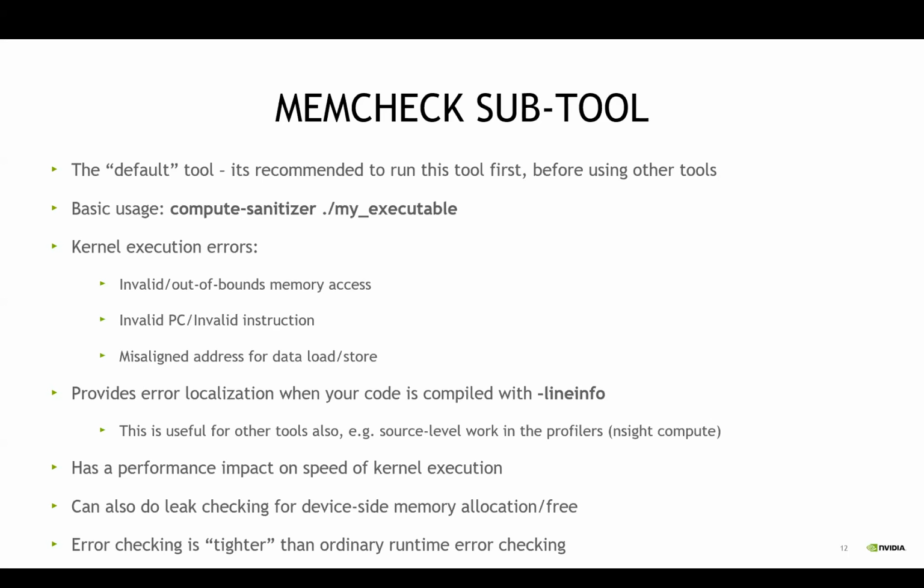There are other features that we won't really cover in this session. It has the ability to do leak checking for device-side memory allocation and free. This is in-kernel use of new or malloc. If you have leaks associated with that, a new that doesn't have a corresponding delete, a malloc that doesn't have a corresponding free, again, this is all in device code now, it can do leak checking on that. Also, as I've mentioned already, the error checking is tighter in some cases than ordinary runtime error checking, for the reasons that we talked about, right? So if you have an allocation and you're accessing element 11 of an allocation that goes up to 10, this tool will catch it and the runtime won't, pretty much guaranteed.